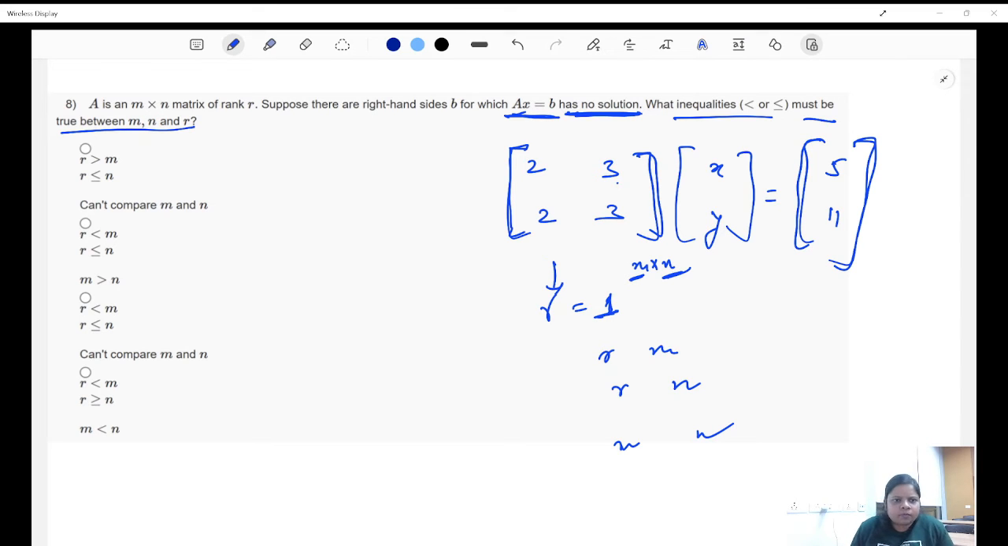B. R is less than M. R is less than equal to N and M is greater than N. Can you tell me on what basis you were able to compare M and N? I mean, do you have a basis for comparison of M and N?